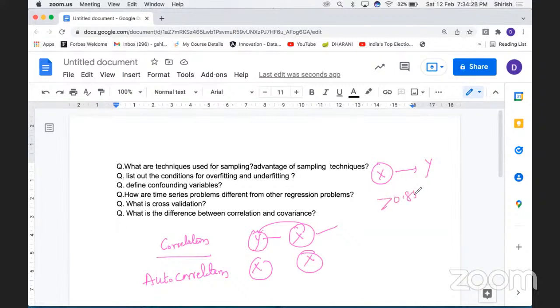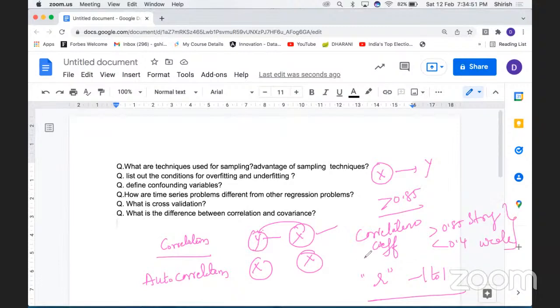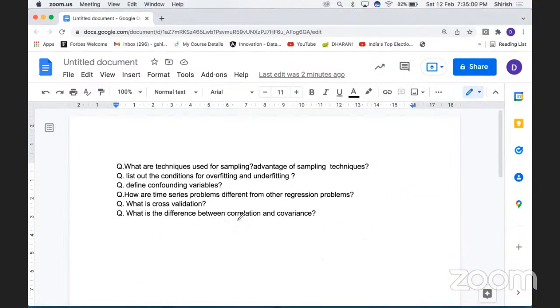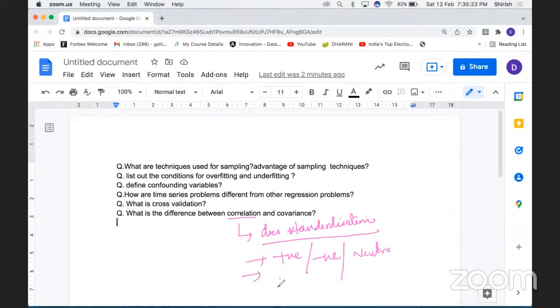The correlation coefficient, given by R, has a range of -1 to 1. If it is greater than 0.85, it is strong. If it is less than 0.4, it is weak. Anything between these two, you call moderate. Correlation does standardization and then gives a relationship. The good thing about correlation is that you are able to know whether the relationship is positive, negative or neutral, and also the magnitude, direction and linearity. You are also standardizing your data.